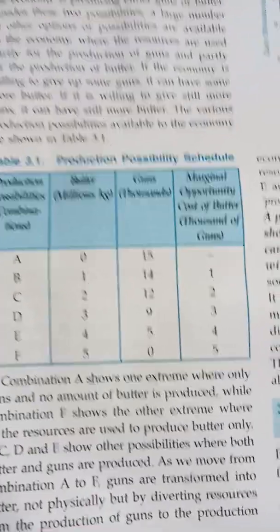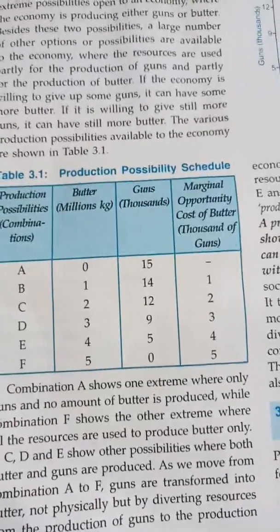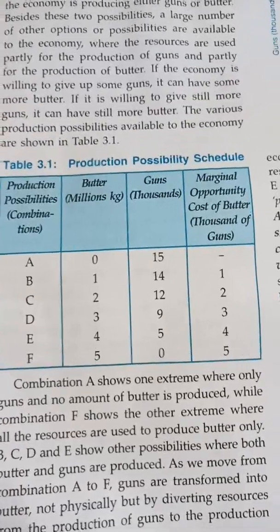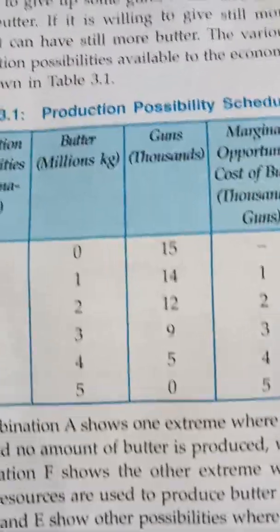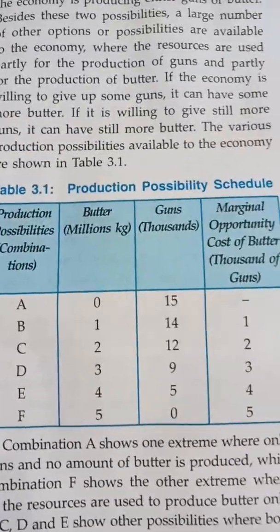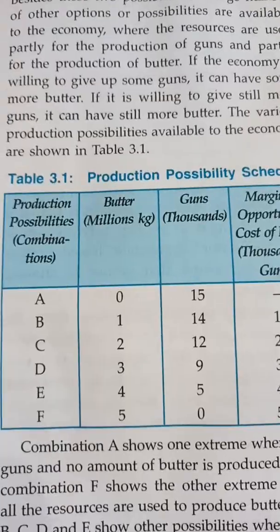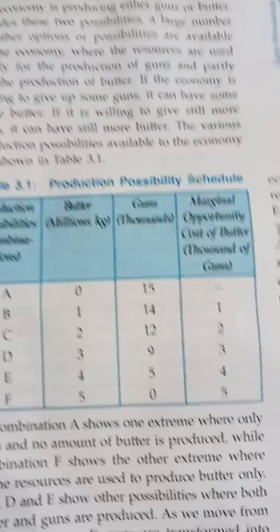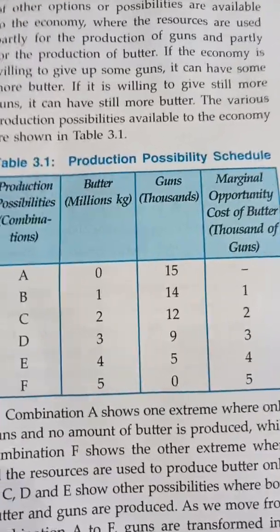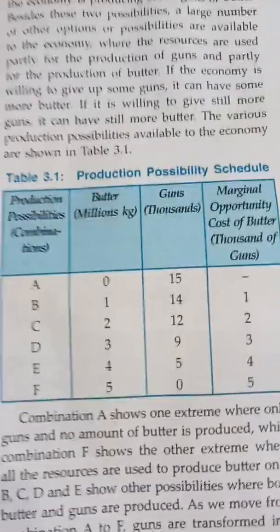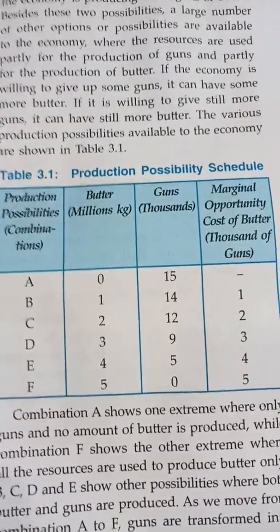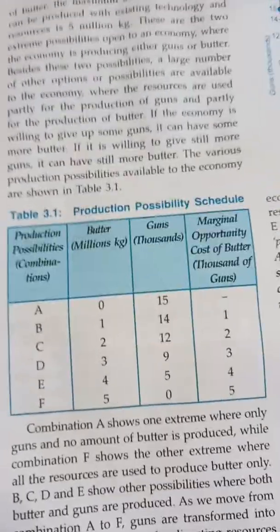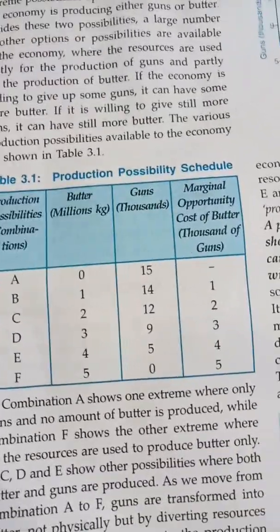Then, in the first time period, all the resources of the economy are used to produce all guns and no butter. That is why the first value put here is 0 butter and 15 units of guns. That means 15 units of guns are produced and no butter is produced. The entire economy is producing guns only. This is combination A. And all the resources are utilized.